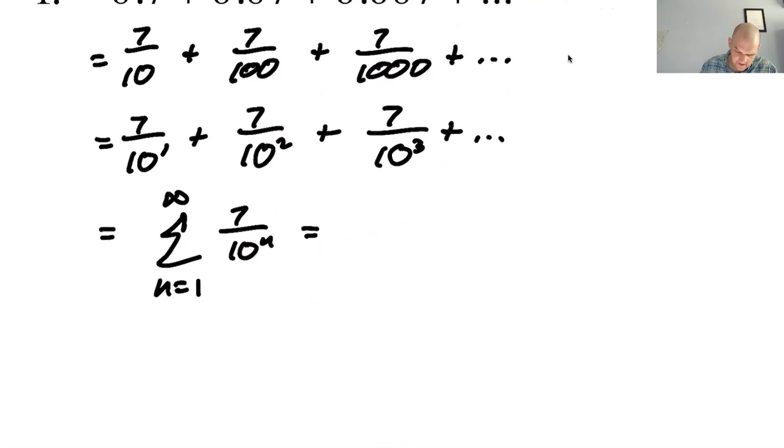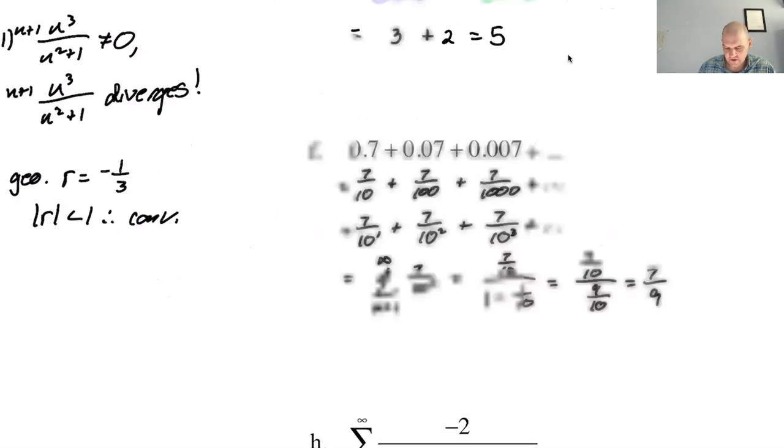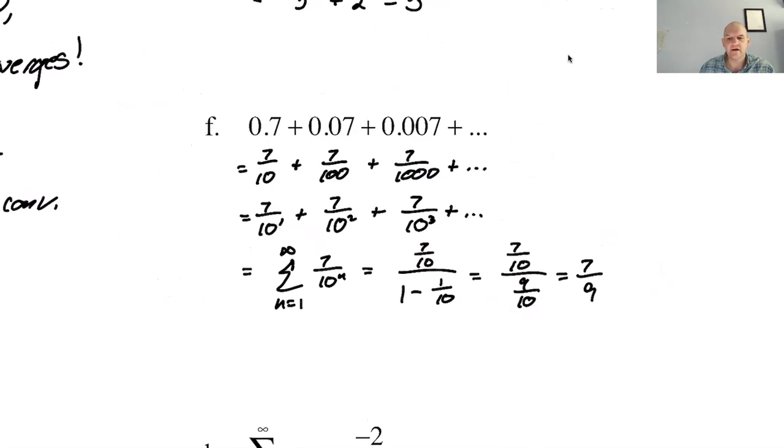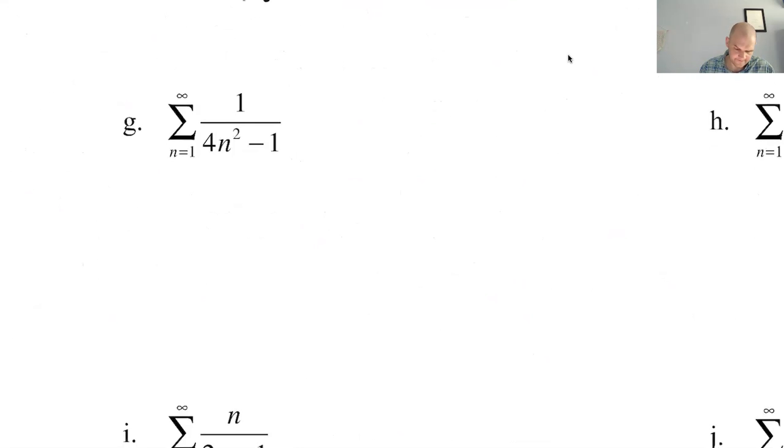So the first term is 7 over 10 over 1 minus the ratio, which is 1/10. So that's 7/10 over 9/10, which is 7/9, which I kind of knew going into it because 0.7 repeating is just 7/9, but still good to do it. So that's a convergent geometric series.